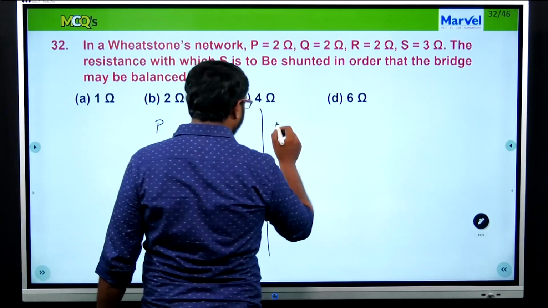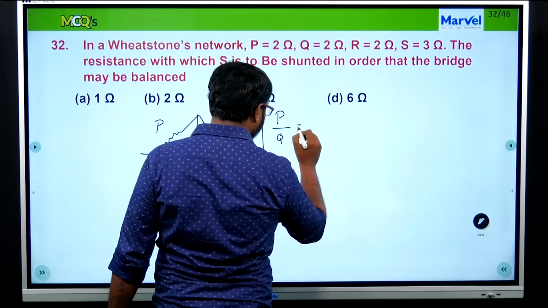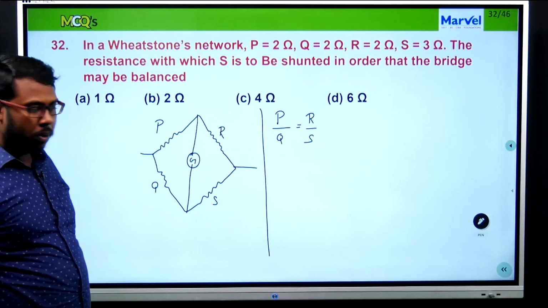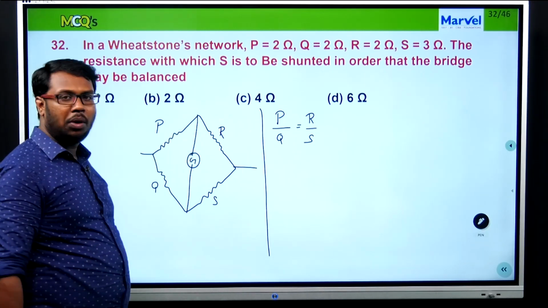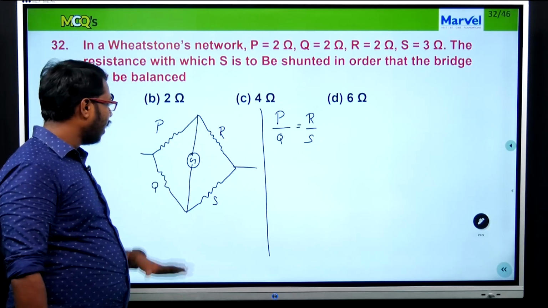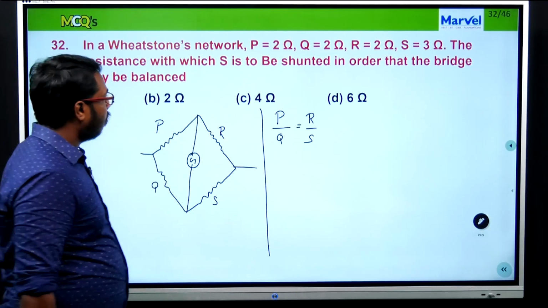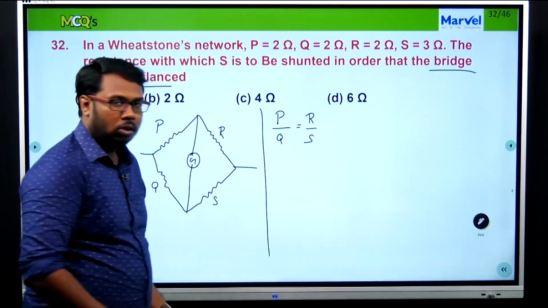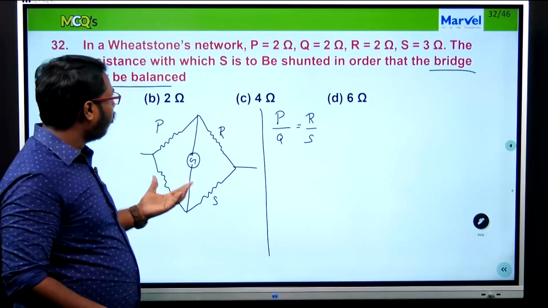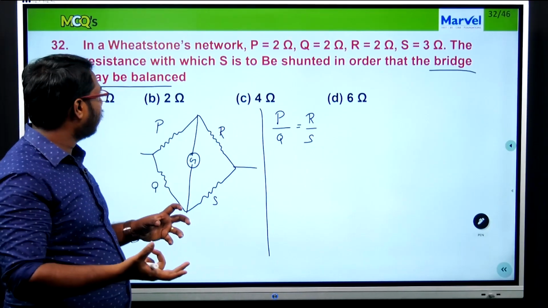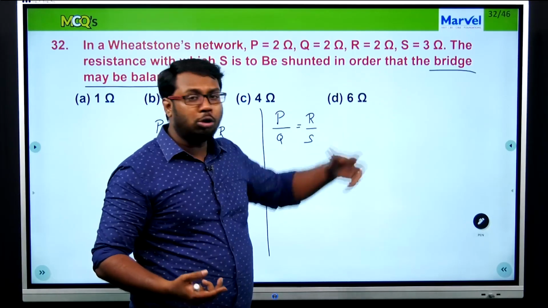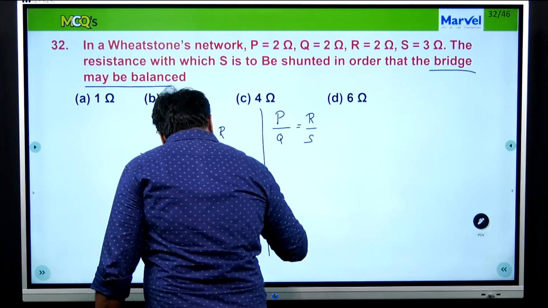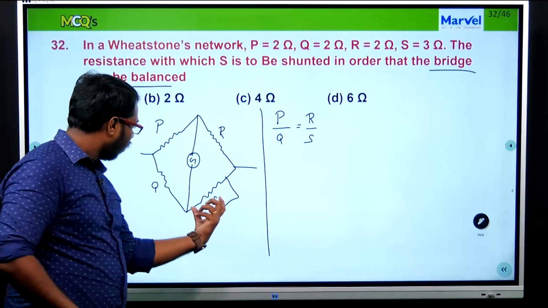If P by Q is equal to R by S, and if both sides of this equation are satisfied, then I can say that my bridge is balanced. But in the question itself, they say that the bridge is going to get balanced, which means you have to put some resistance to your S. How should you put it? You have to connect it in parallel like this. You have to connect some resistance in parallel with S.